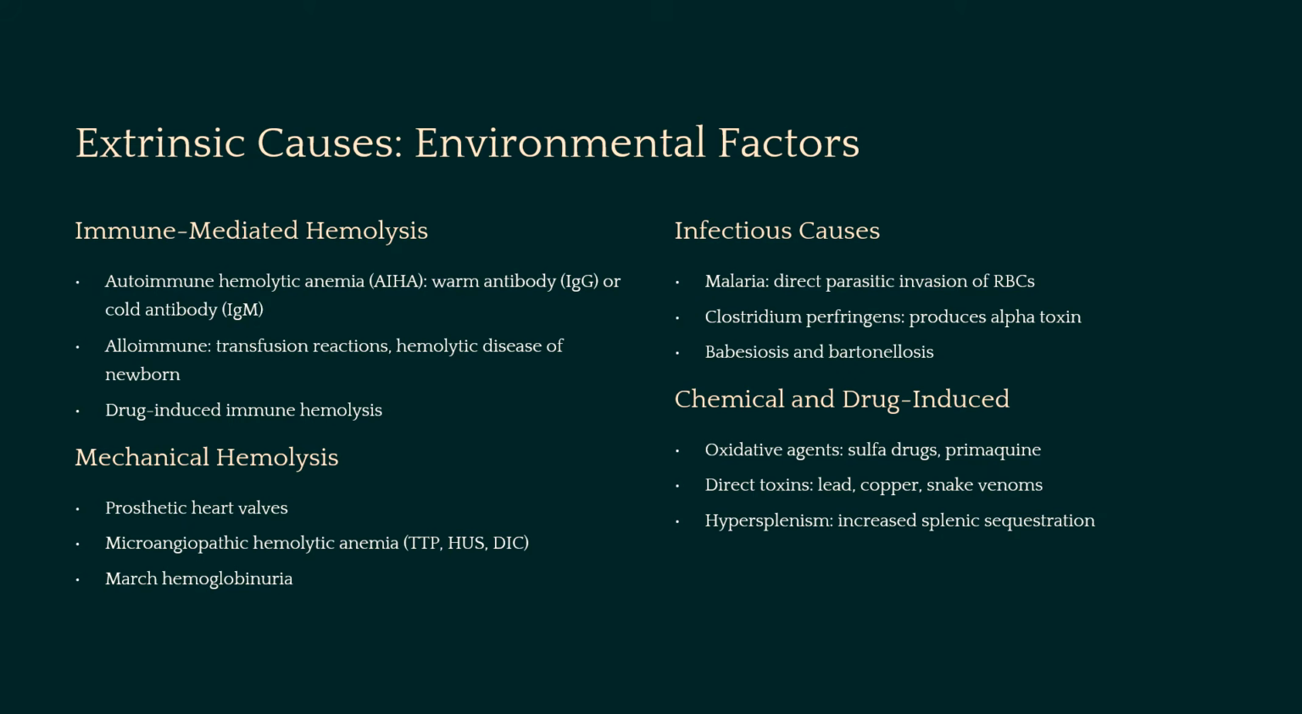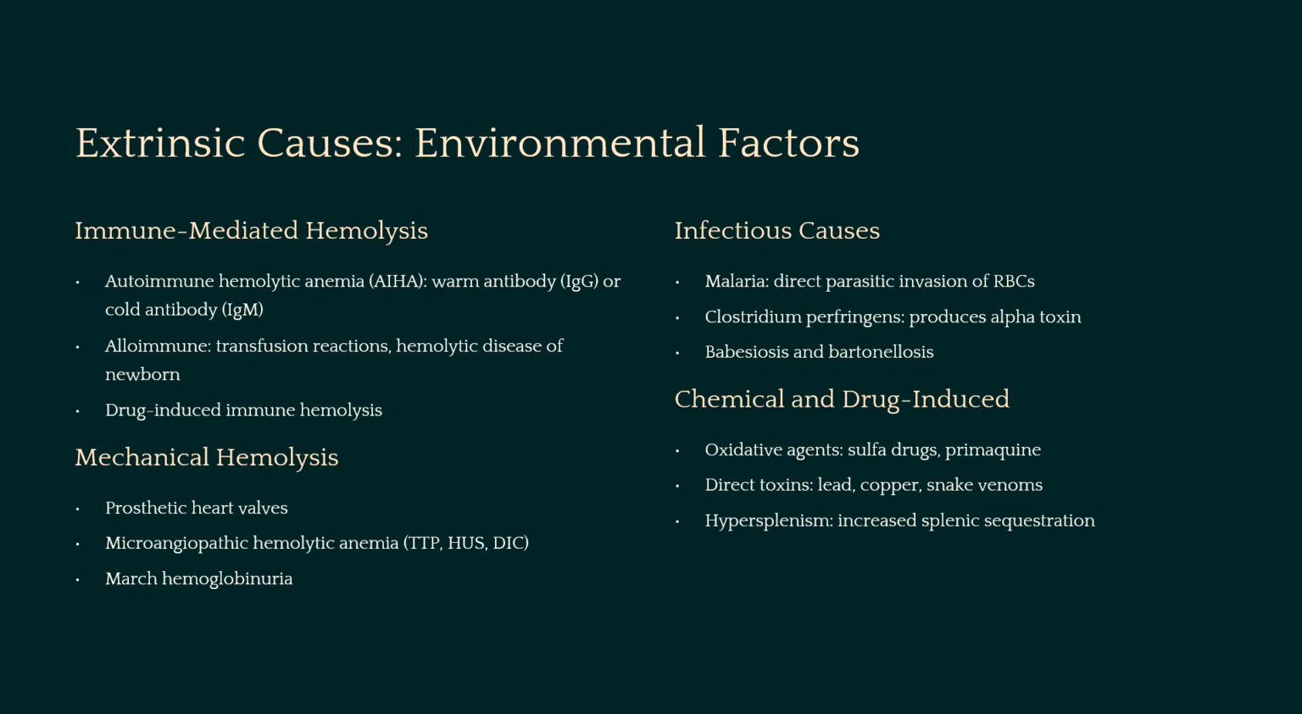Autoimmune hemolytic anemia, AIHA, warm antibody or cold antibody. This is due to IgG and IgM, immunoglobulin G or immunoglobulin M. Now, alloimmune, transfusion reaction, hemolytic disease of the newborn. It can happen in the newborn if there is any immune-mediated problem, or during transfusion, if there is any immunological problem, then this type of hemolytic anemia can happen. Then drug-induced immune hemolysis. If there is any drug which is not suitable for the body, this can also cause hemolytic anemia. So there are 3 main reasons for immune-mediated hemolysis.